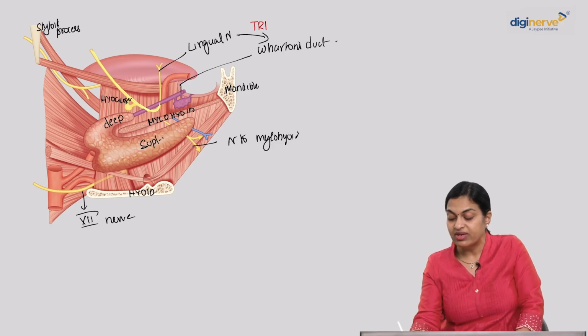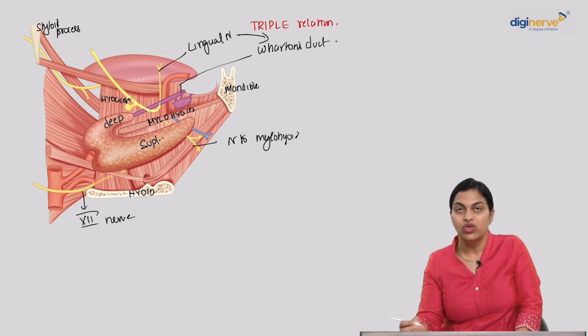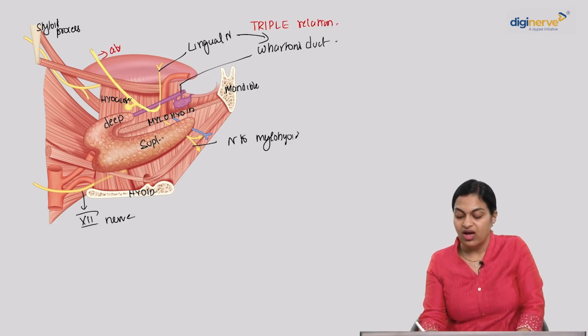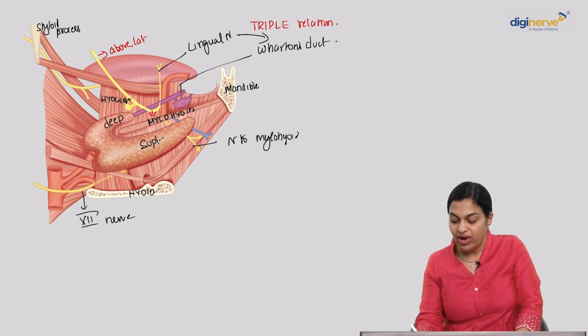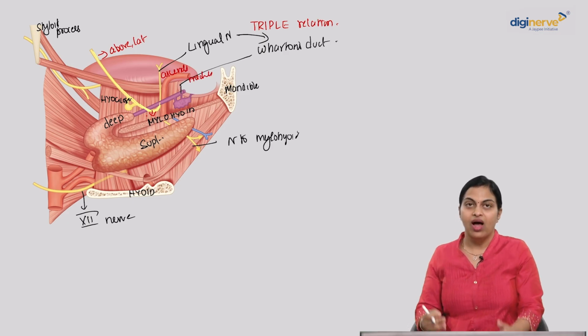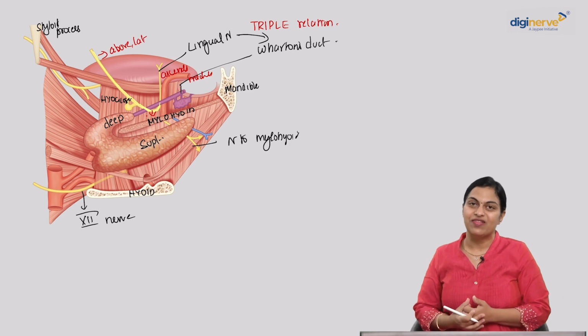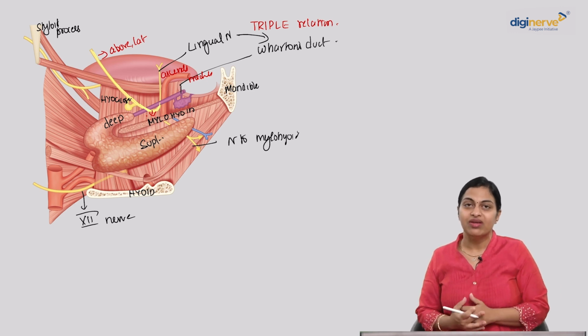This we call the triple relation of the lingual nerve to the Wharton's duct. Initially you can see it is above and lateral to the duct. Then it winds around its lower border, and then it ascends medially. Above and lateral, then hooks around its inferior border and ascends medially. This is called the triple relation of the lingual nerve to the Wharton's duct.